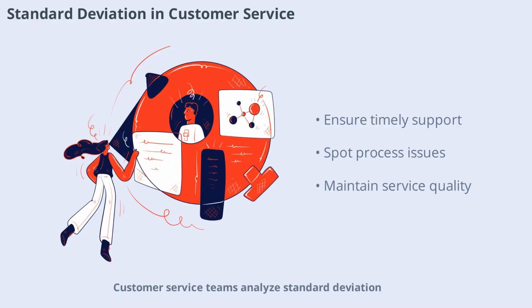Customer service teams analyze standard deviation in response times to ensure consistent support. If the standard deviation is low, customers receive timely help. High standard deviation may indicate staffing issues or process bottlenecks that need attention.